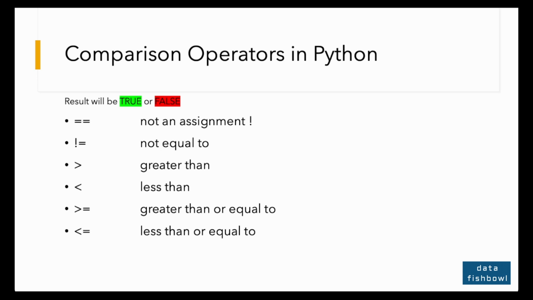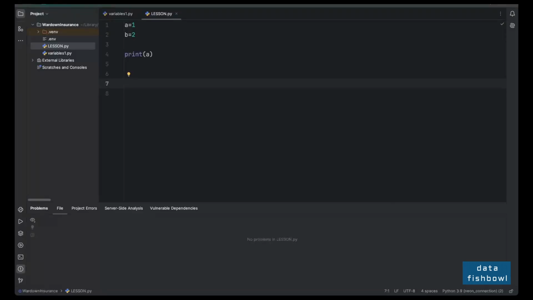So for comparison operators we're going to cover the equals, the not equals, the greater than, the less than, greater than or equal to, and the less than or equal to. We'll cover each of those with a short example so that it's clear in your mind how they work. And then we'll go on to the logical operators. Right, let's have a look at these comparison operators.